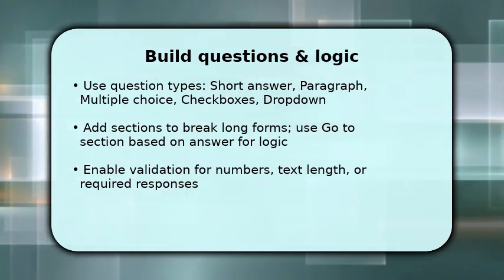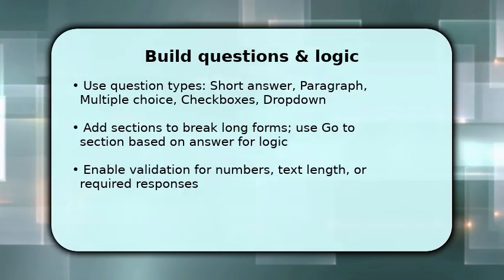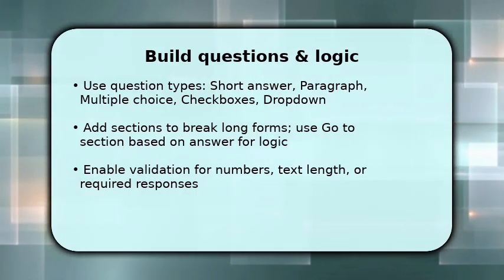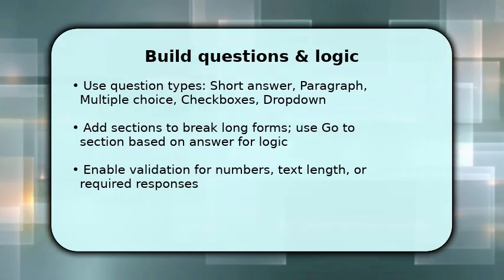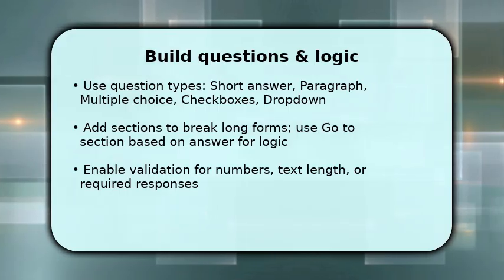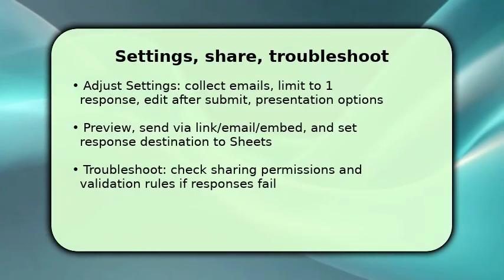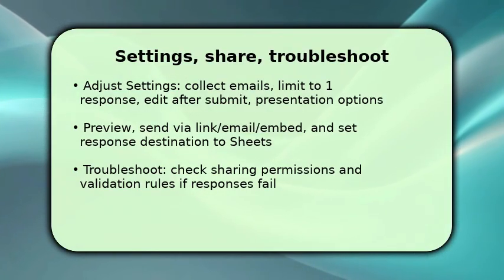Use Go to Section based on answer to direct respondents conditionally. Make use of response validation to enforce formats like numbers or email text, and shuffle options if you need randomized choices. These middle steps finish by configuring settings. Choose whether to collect emails, limit to one response, and customize confirmation text.